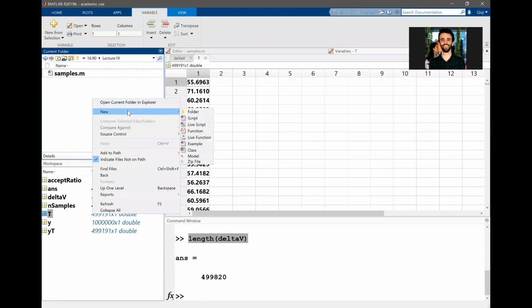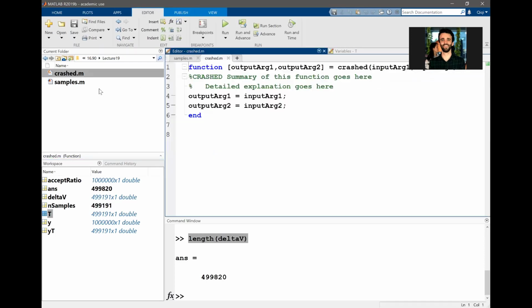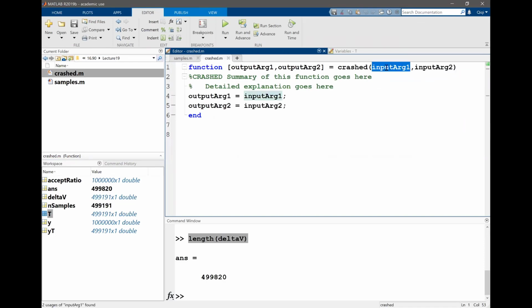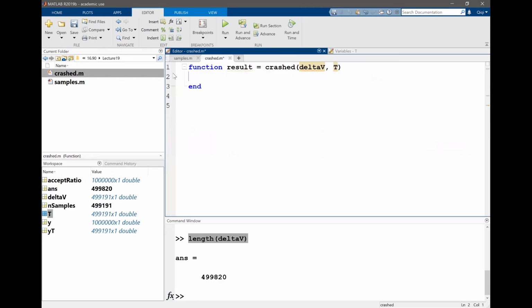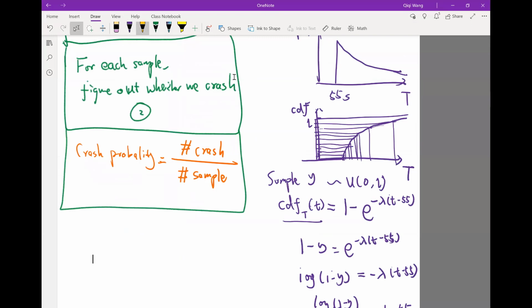So let's open a function called crashed. It's going to be returning true or false. And my arguments for this is going to include delta V and T. I'm going to be returning this result. All right. So mathematically, how do we figure that out?